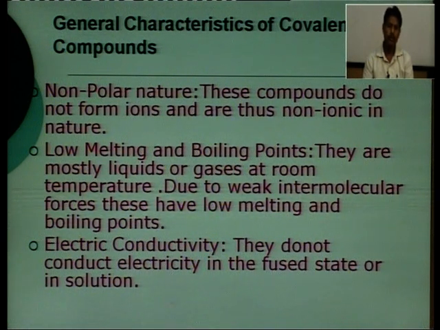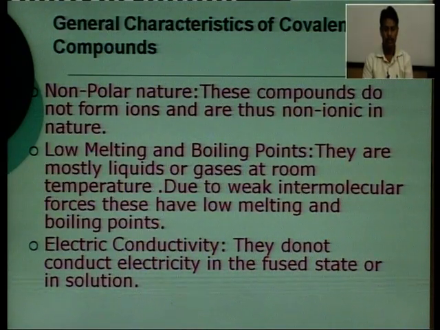Covalent compounds do not have charge separation, as most of them are formed from homonuclear atoms, and these are non-polar in nature. So covalent compounds are non-polar, and they do not form ions. They have low melting and boiling points, and are mostly liquids and gases at room temperature, due to weak intermolecular forces.